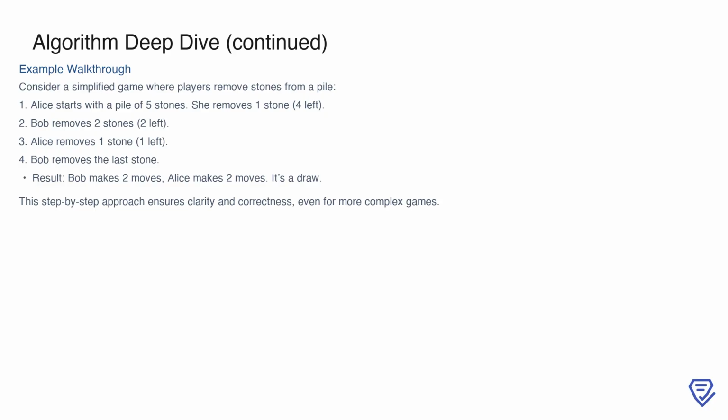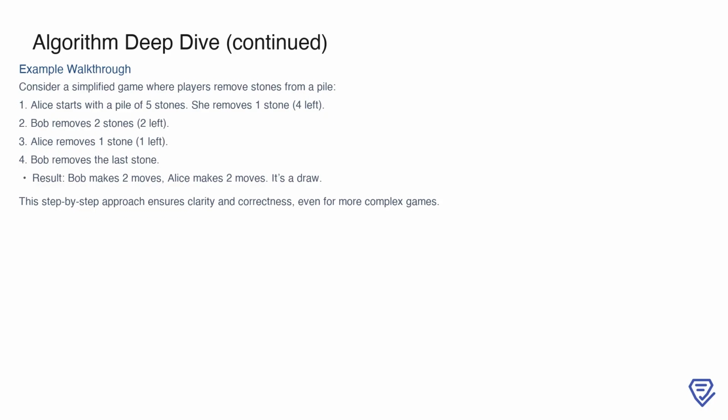Then Bob removes 2 stones, reducing the pile to 2. Alice takes another turn, removing 1 stone and leaving just 1 stone in the pile. Finally, Bob removes the last stone. At the end of the game, both Alice and Bob have made 2 moves each, resulting in a draw.